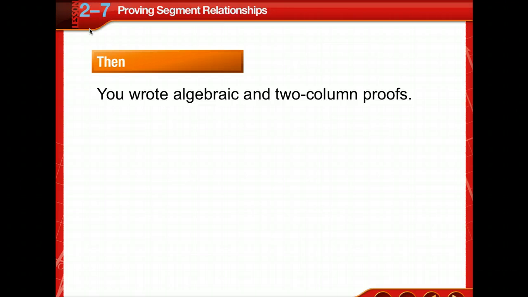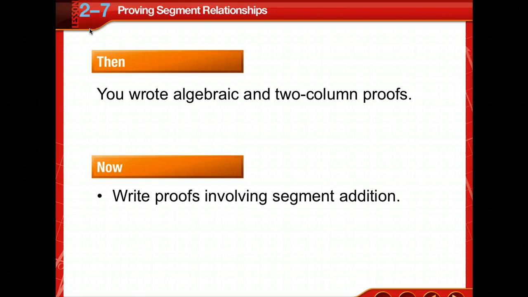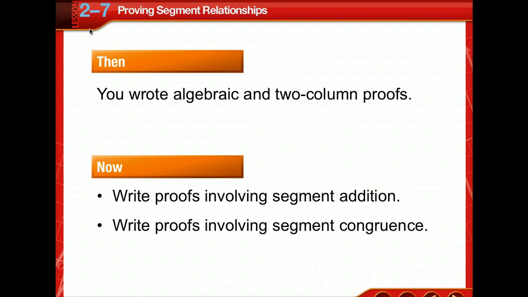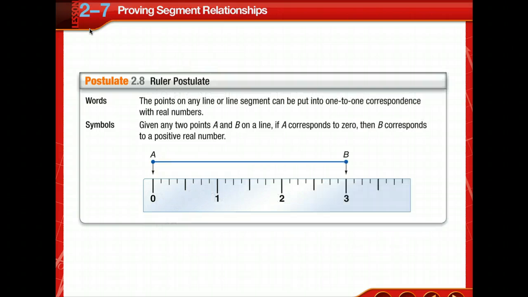So previously you've written algebraic and two-column proofs. Now we're going to write proofs involving segment addition and involving segment congruence. So first of all, there's the ruler postulate, and I would like for you to add this postulate to your notes. Notice that it has a lot of verbiage here, but basically it says that if one point starts at 0, the other one's going to be a positive real number. Because we're measuring distance, we're measuring length, and you cannot have a negative distance or length. Remember? Who wants to sleep on that bed with a negative length?